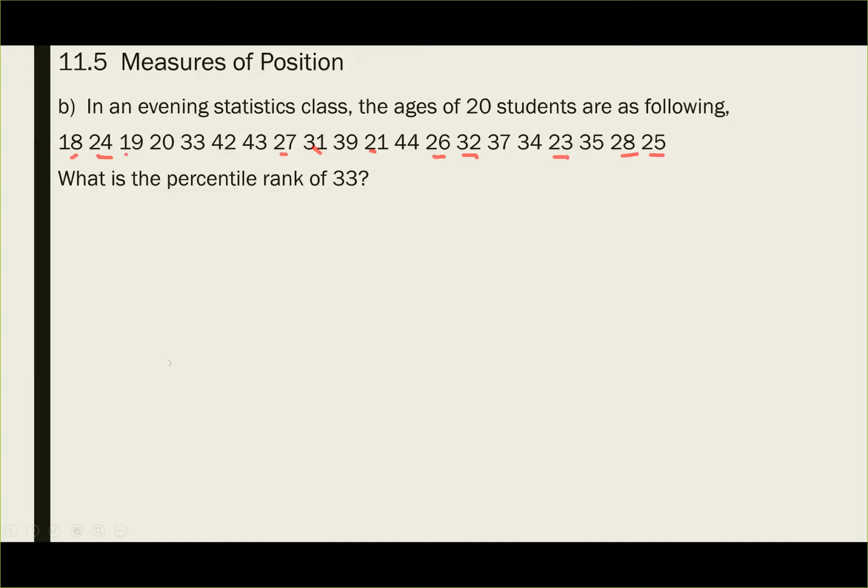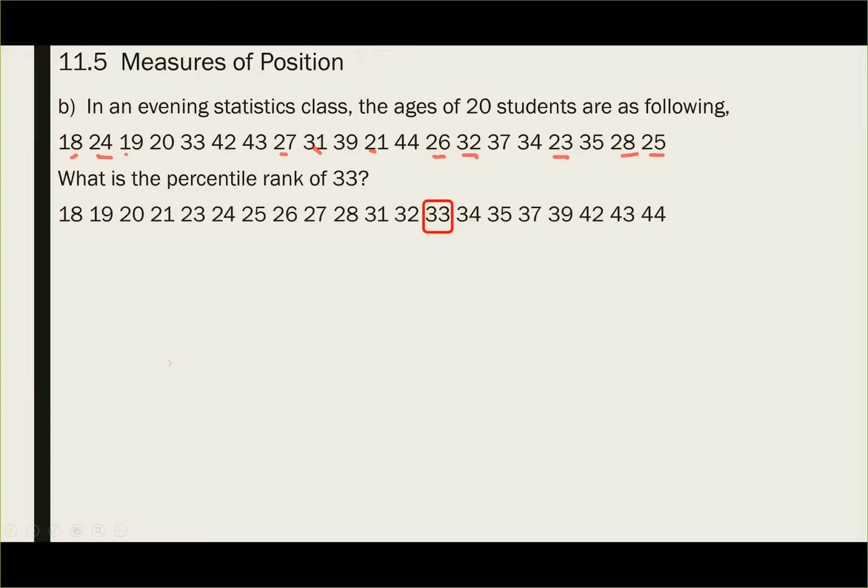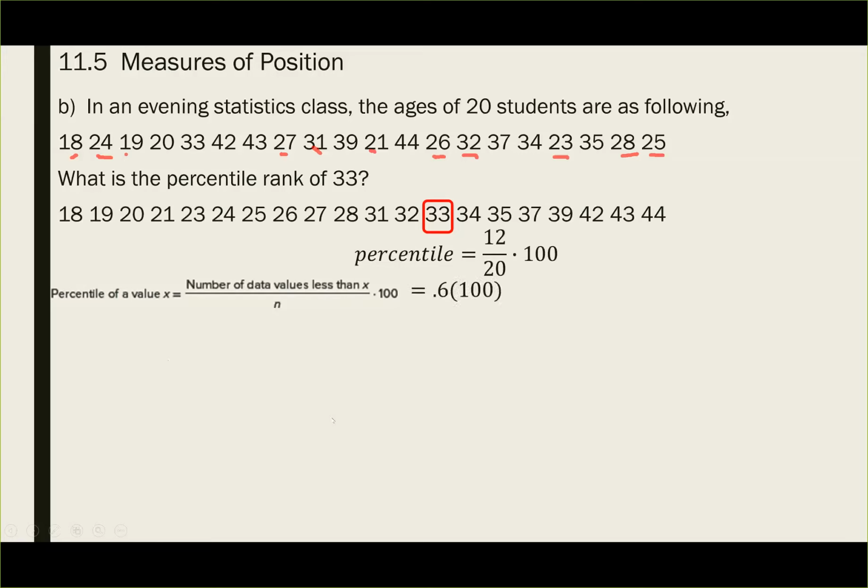Or you can put this in order, and my number 33 is right here. Now let me count how many data are below that. Regardless of how you do it, there are 12 data below the age of 33. You take 12 divided by 20, where 20 is the total, which gives 0.6. And 0.6 times 100 means whoever is age 33 is at the 60th percentile.